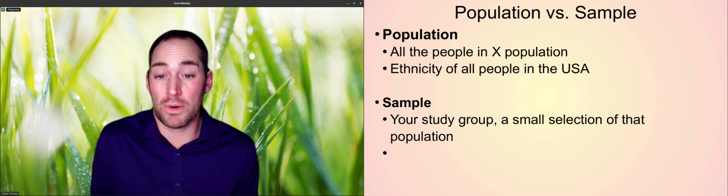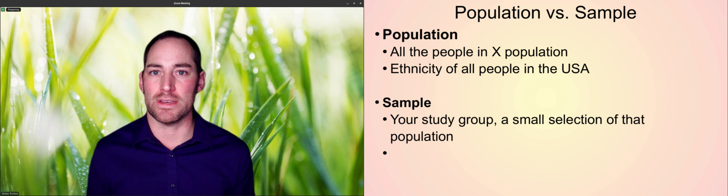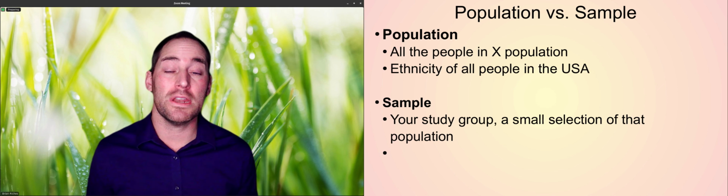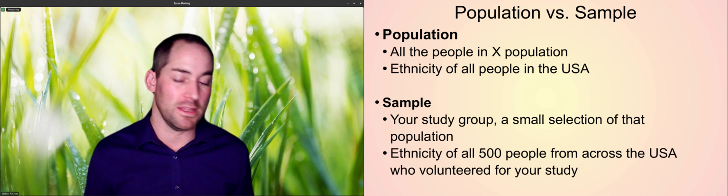Right? So that would be a pretty good sample of the US population, right? It's not everybody, obviously. But 200 people from each state is a pretty good group to then be able to infer something about everybody in the USA.